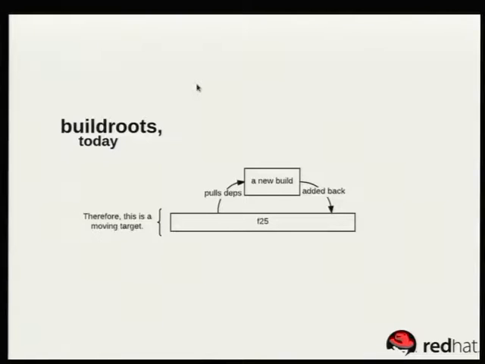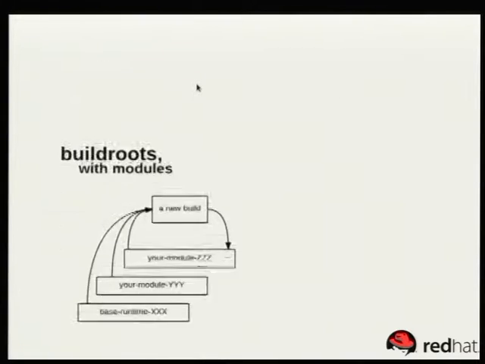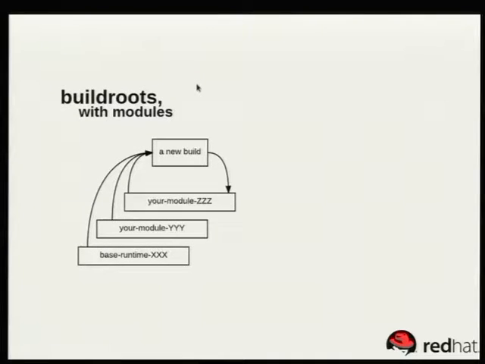A consequence of this is that tag is a moving target, and you can't just say, I depend on F25 at a particular day or a particular moment in time, to know what the contents of that build route are. Build routes with modules involve something different.